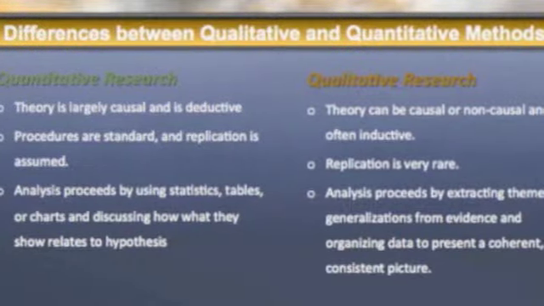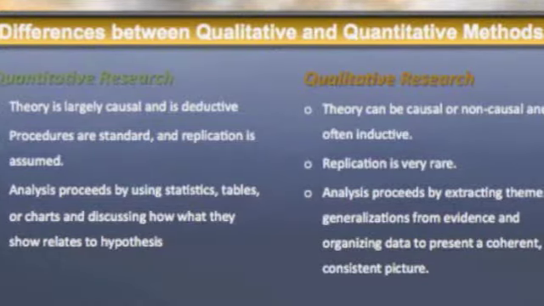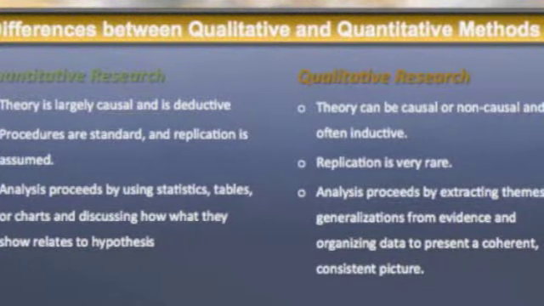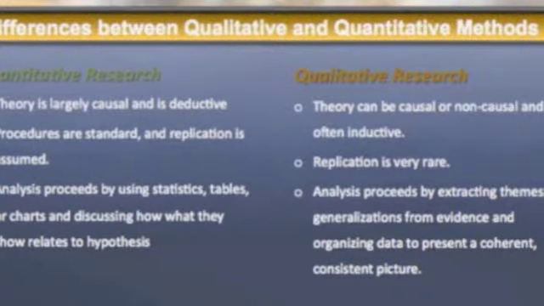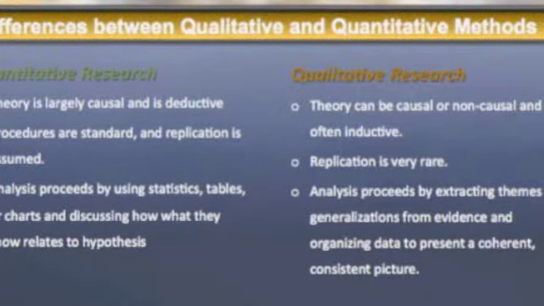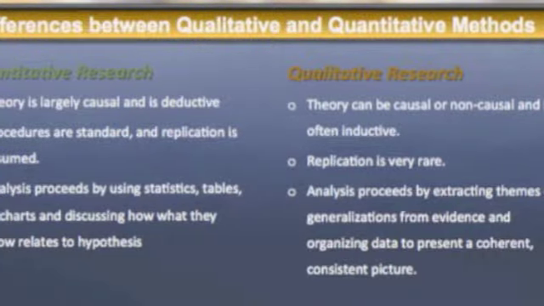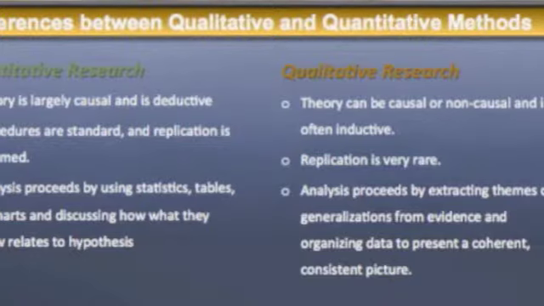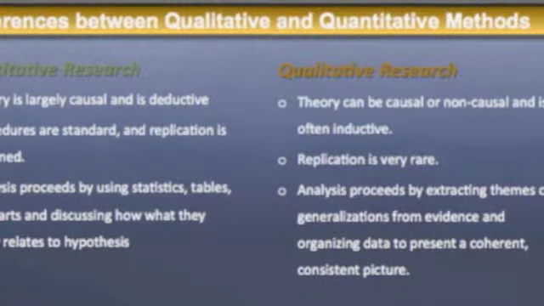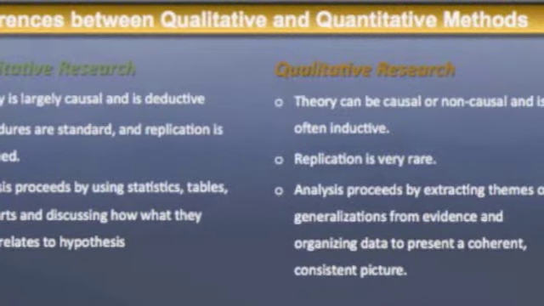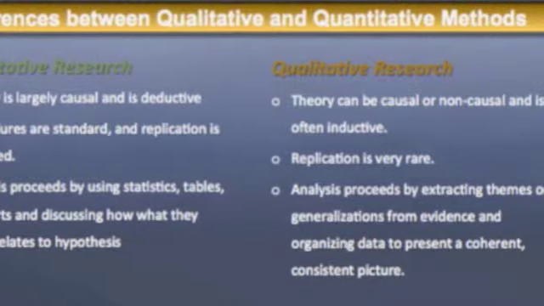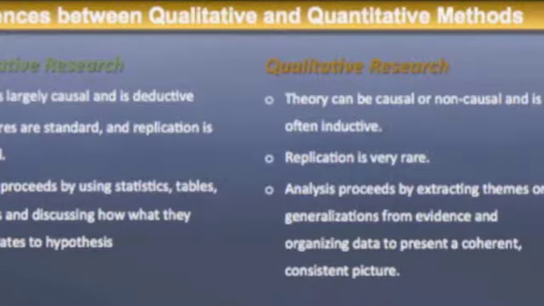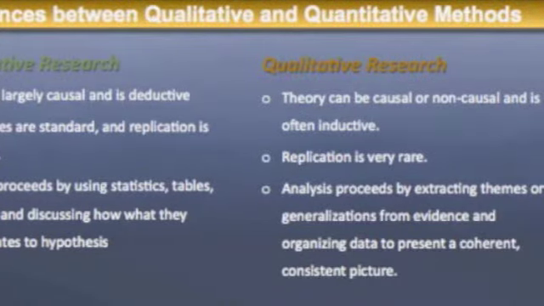Again, qualitative theory can be causal, like people's interpretation of if this is causing that, but it also can be non-causal, and instead of being deductive, it is often inductive. It's very rare to replicate exactly a qualitative study because it's that very individualized set of participants and the relationship between the researcher and exactly how the questions are answered. So there's going to be a lot of variables. You can do something similar, but it won't be really duplicative.